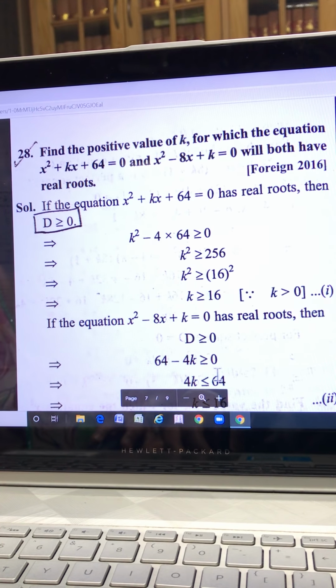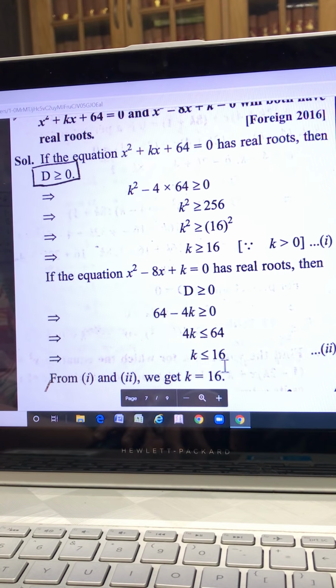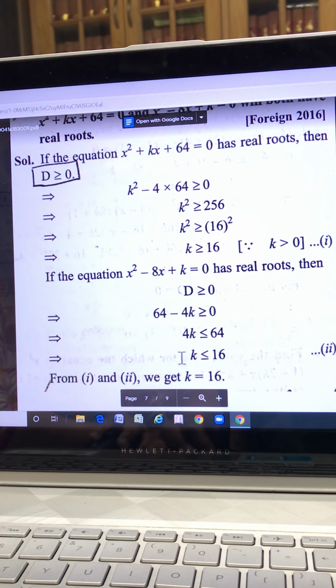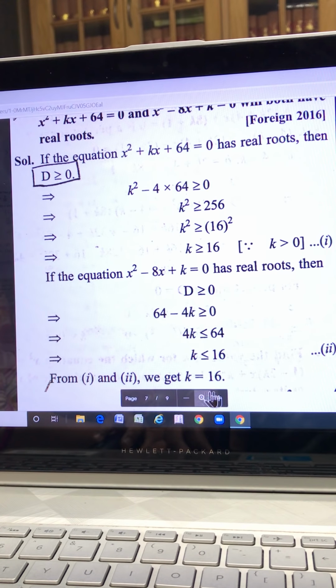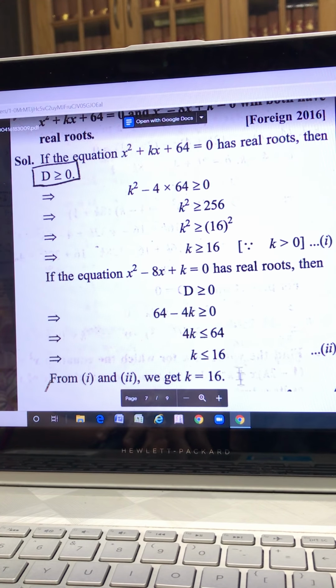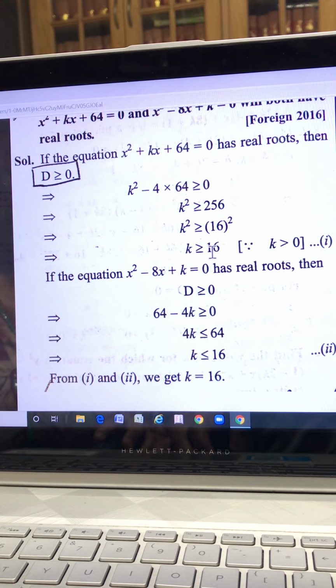Discriminant greater than or equal to 0 gives you the value of k as less than or equal to 16, sorry. So the value of k here is less than or equal to 16. From the first part it says that k is greater than or equal to 16. The second condition says k is less than or equal to 16. So from both the conditions, the common value which satisfies both is k equal to 16. So we have to look for the common number which satisfies both. So the final answer is k equal to 16.